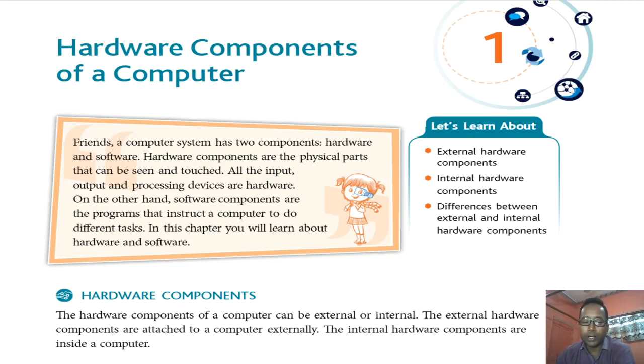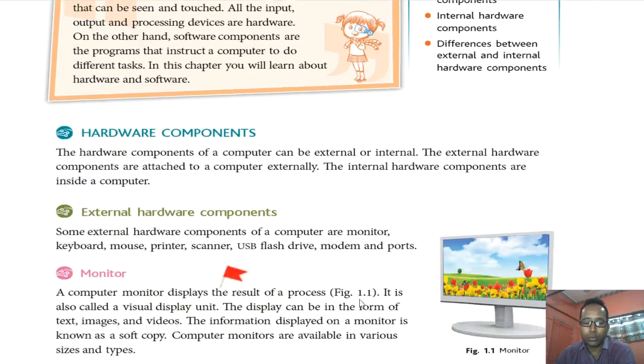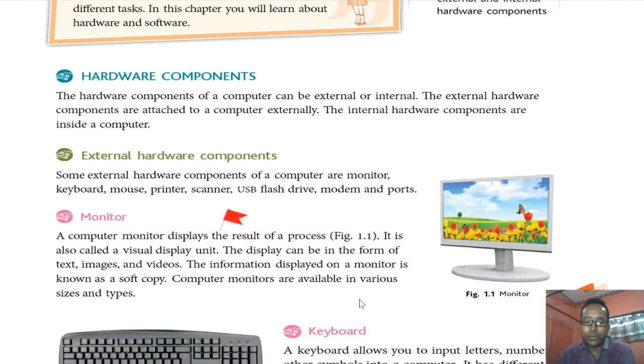In today's class we will revise chapter 1, that is hardware components of a computer, which we have already learned. So let's start. What is a hardware component? Hardware is a physical part of any computer which can be seen and touched. The hardware components of a computer can be external or internal.